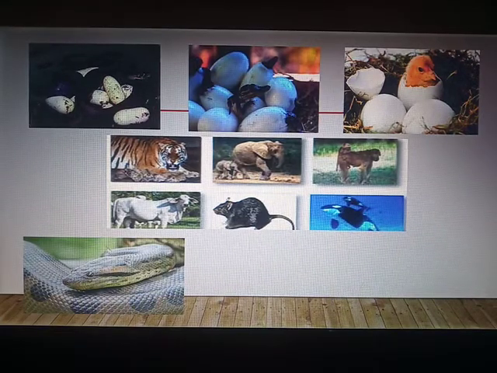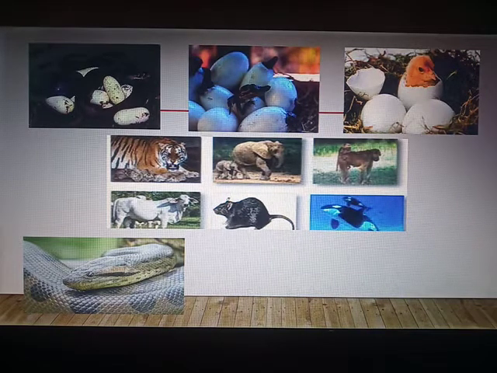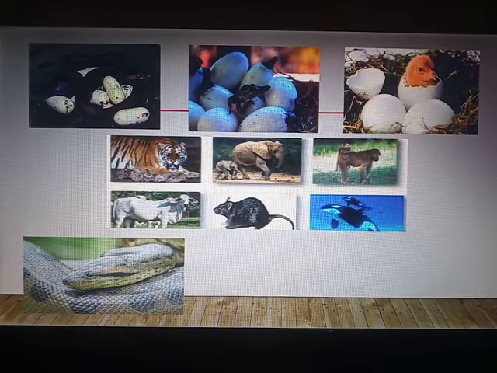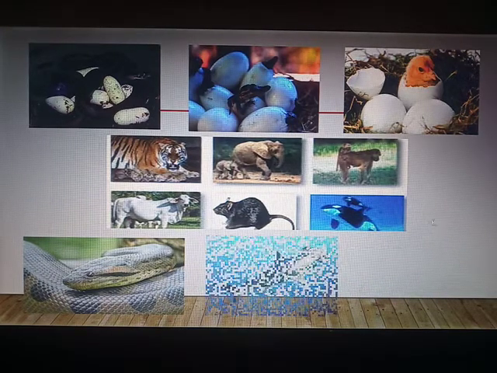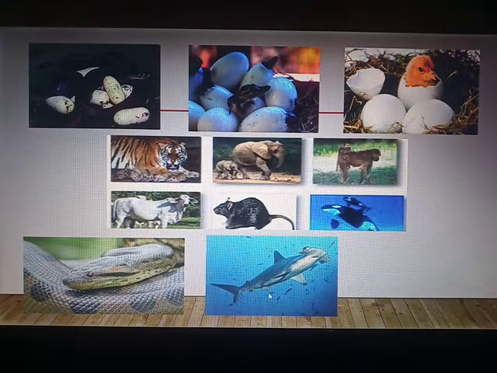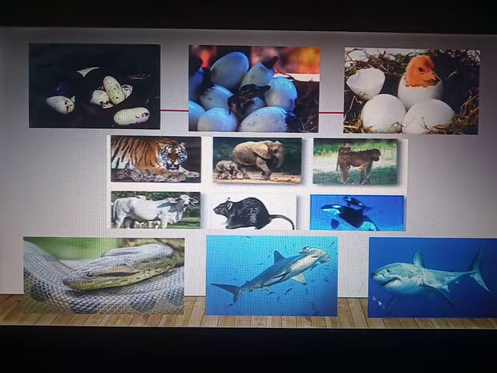Students, I hope you all see this in Discovery Channel. This is anaconda. These are ovoviviparous mammals because it is not a mammal, it is a reptile. Ovoviviparous reptile because it produces young ones inside the body, but it doesn't possess any placenta. Clear? This is a hammerhead shark and this is a blue shark. Clear?